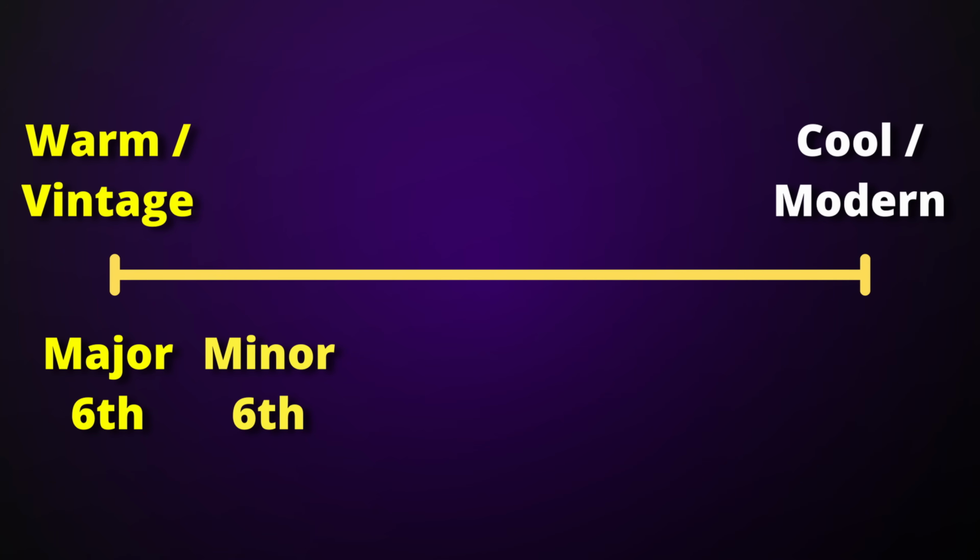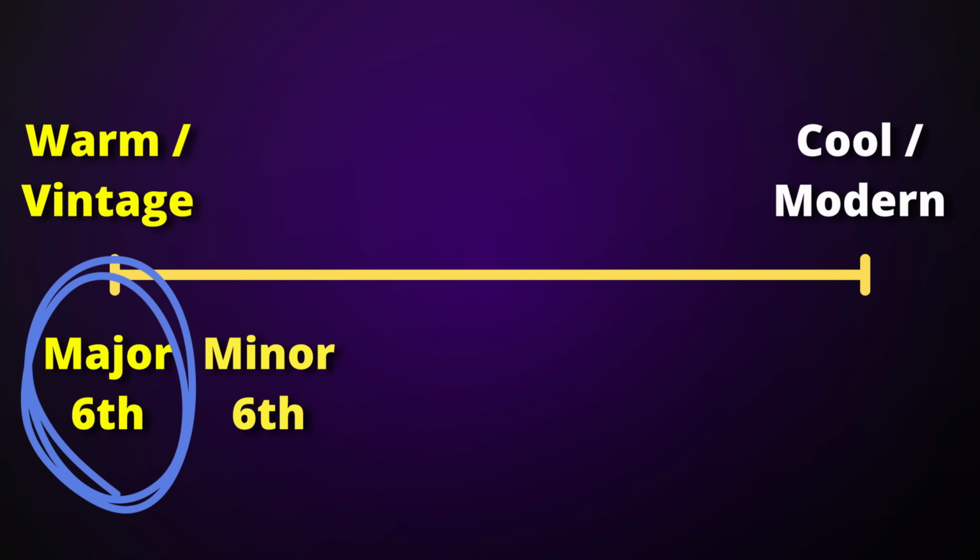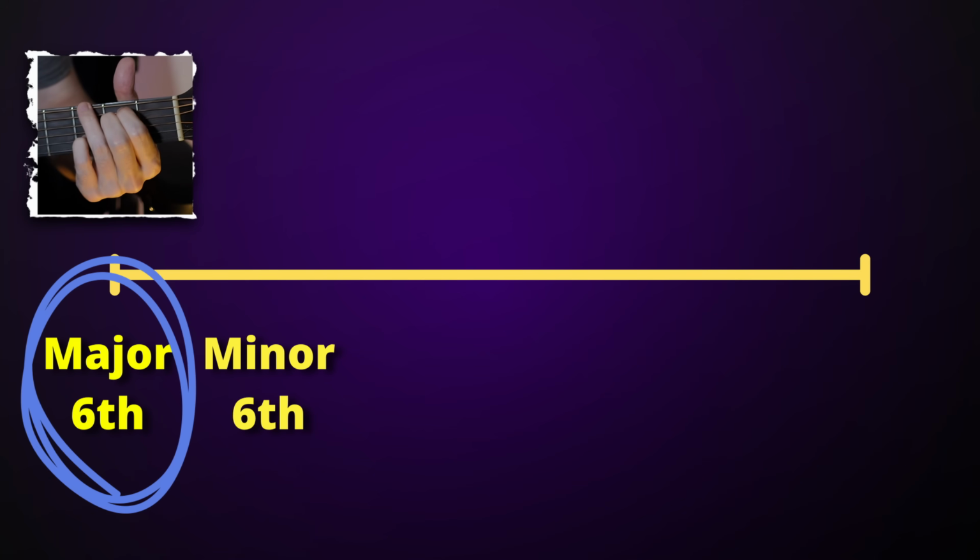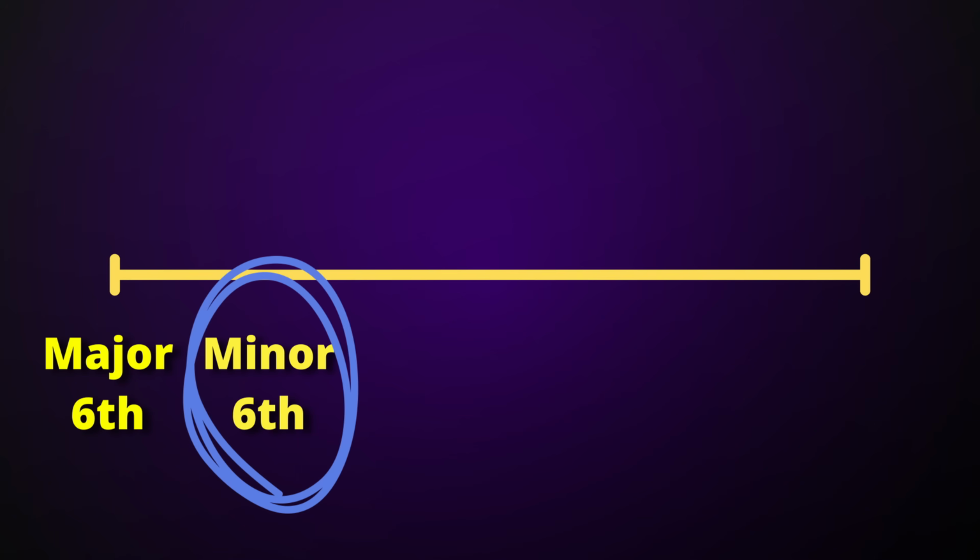On the left-hand side is warm/vintage, and on the right, cool/modern. This means you can just think about the sort of feel you want to go for and can visually compare the chords at a glance. I'll use this throughout the video. So major sixth sits on the far left with its relaxed and warm nostalgic feel, and minor sixth lies on the same side but is slightly cooler with its bittersweet mystery.